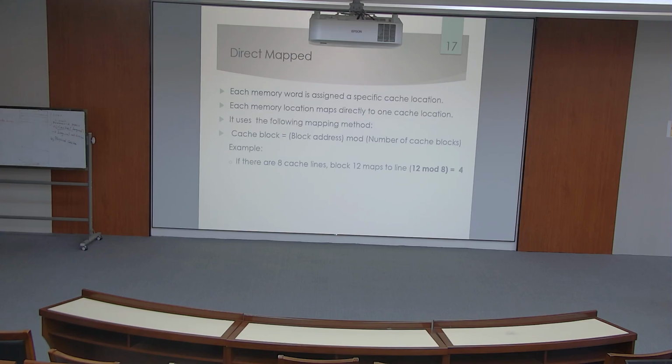And we have block number 12 from the main memory. Then to find the cache line for this block, we need 12 mod 8. 12 mod 8, then we have 4. So that means our block number 12 from the main memory will be loaded into cache line 4. So we have the cache here.